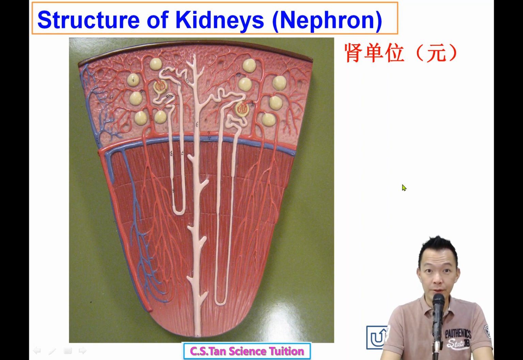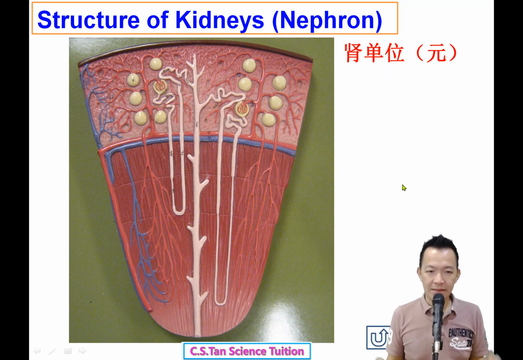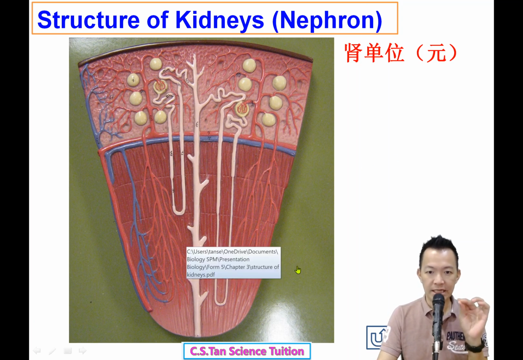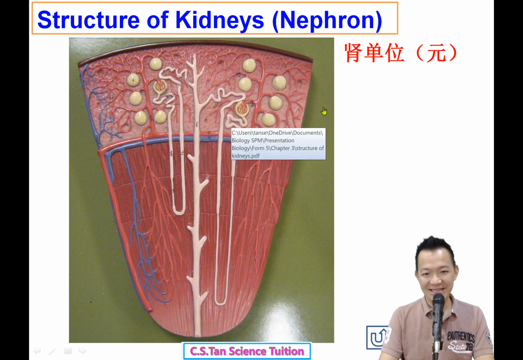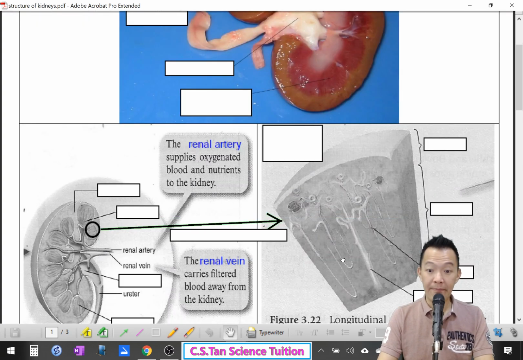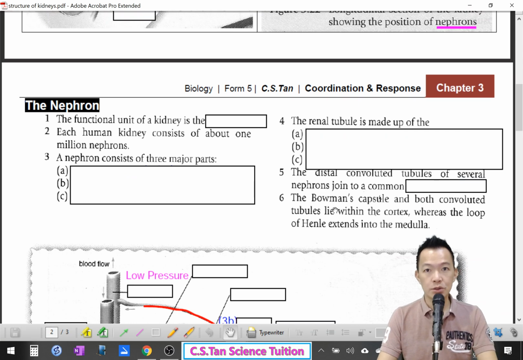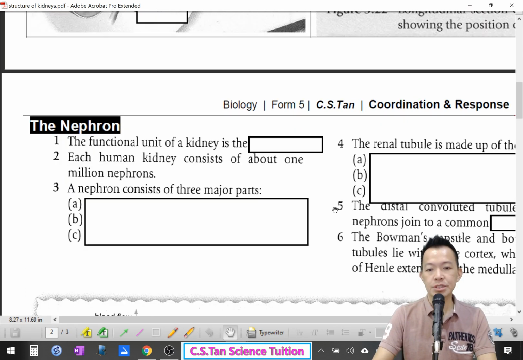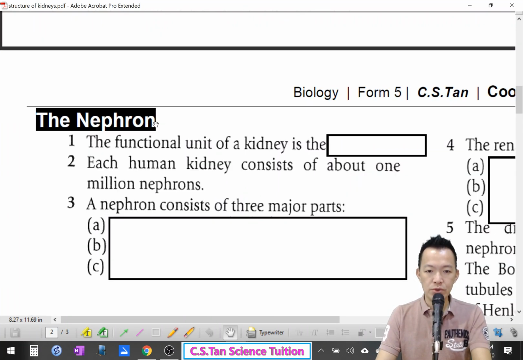Form 5 Chapter 3 Video number 19. Okay, are you ready? 准备好了没有？Quite excited because of the big title actually. Nephrons, 肾单元，肾单位. OK 准备好了啦. It should be 20 minutes at least, 起码20分钟. So nephrons, the small unit that builds up the kidneys, 把我们的肾做出来的小单位. OK, so slowly, 慢慢开始. The functional unit of the kidney.